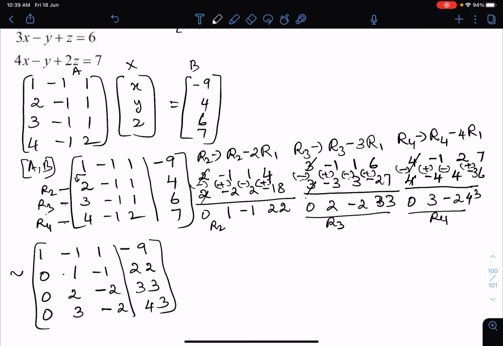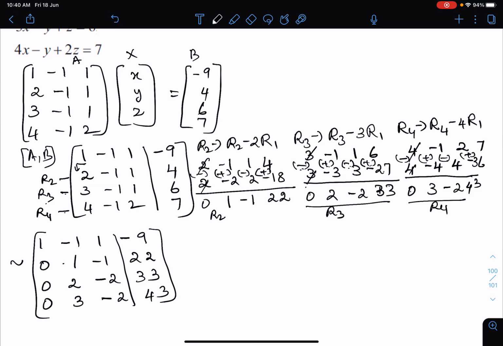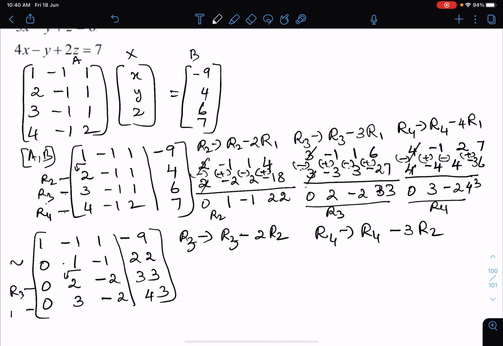Okay, now we have got the first column zeros. Now we are going to go to the second column. So below this 1, you are going to make it 0. So you are going to take the help of R2. Only R3 you are going to reduce: R3 equal to R3 minus 2R2. And similarly our R4 minus 3R2. Okay, what is our R3? This is our R3, this is our R4.